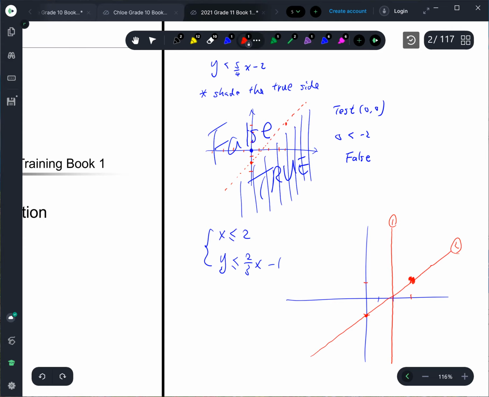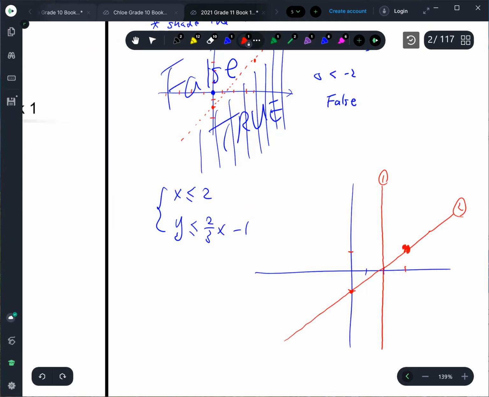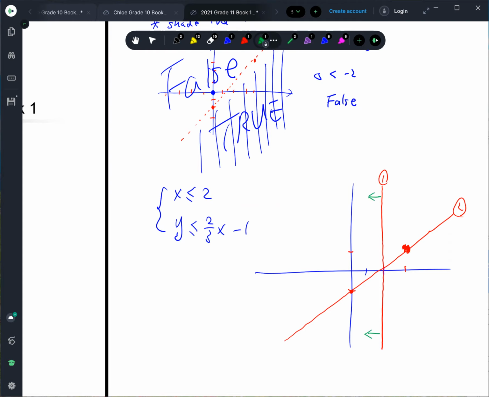If it's a vertical line, it's much easier, right? Because x is less than or equal to 2, that means everything to the left side. You see the green arrow? Everything to the left side is less than or equal to 2. You follow so far? Okay, so now all we need to test is the second line.